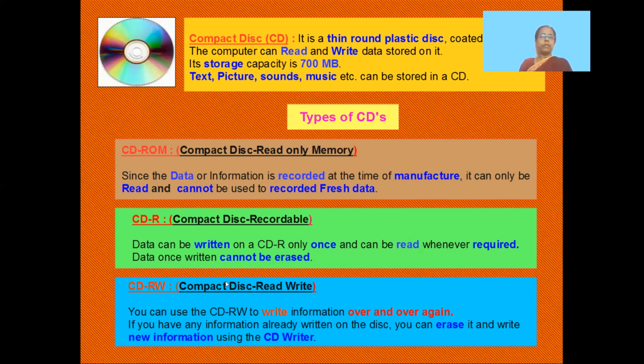CDRW was developed. CDRW is the compact disk, read and write. Here you can use the CDRW to write information over and over again. You can erase, write on it again, erase and write on it again. So if you have any information already written on this disk, you can erase it and write new information using the CD writer. There's a software called the CD writer. The CD writer allows you to rewrite on the disk again. Did you understand the difference between these three compatible disks? Let's go to the next one.